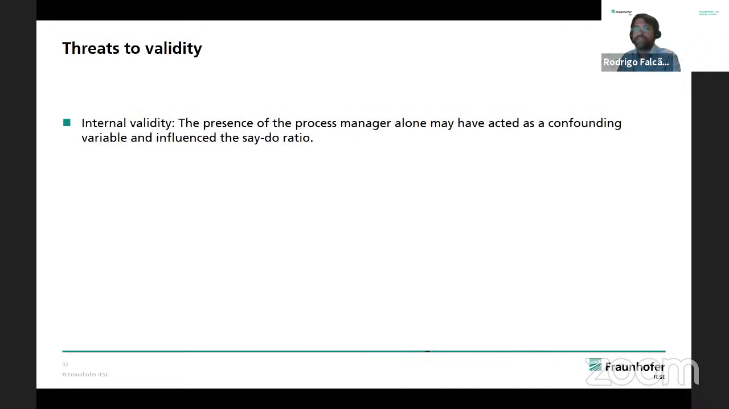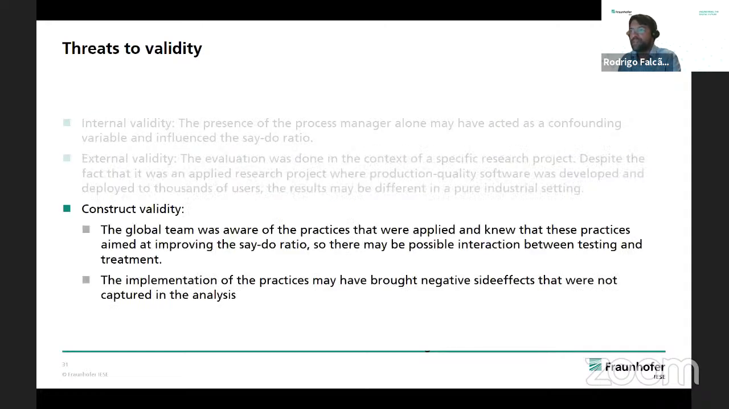So there were some threats to validity. Maybe because of time, I will just quickly skip it. Maybe just to highlight this construct validity here. The team was aware that we were introducing practices and that we wanted to improve the say-do ratio. So they knew that. And because of that, of course, there may be a possible interaction between the test and the treatment.